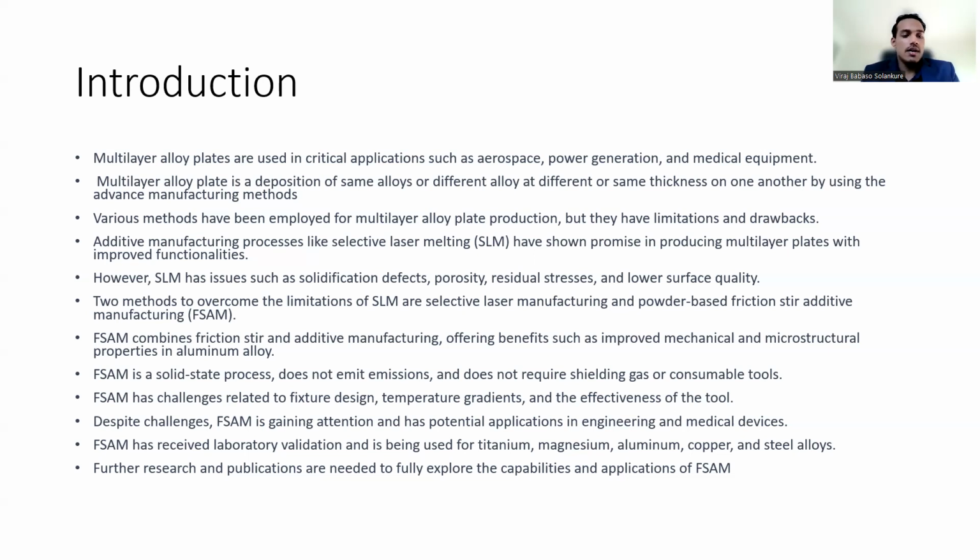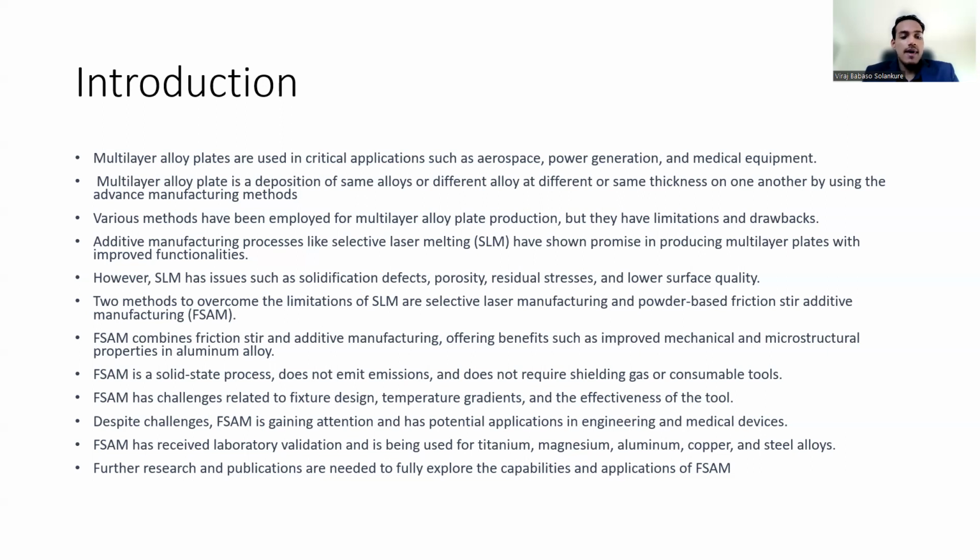tool. It has some challenges related to fixture design, temperature gradient, and the effectiveness of the tool. Also, FSAM is getting more attention these days due to its potential application in engineering and medical devices. Take for example a material like aluminum, which has some properties that cannot be employed for other methods. However, FSAM does not heat up to the melting point. So we can use friction stir to produce plates of aluminum alloy.